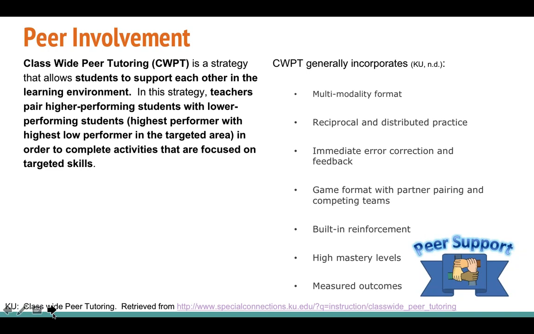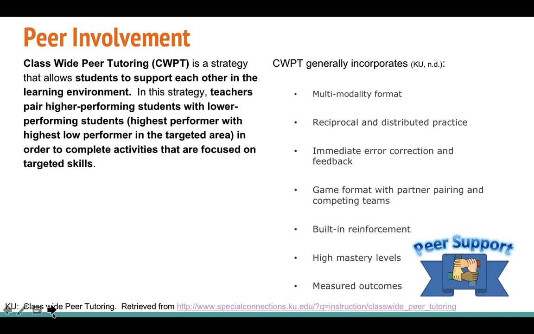And the reason you pair your highest with your highest low is that you want to make sure that they're comparable. You don't want to make a sense of struggle between the two. You want them to feel like they're partners in the learning. And that'll become a little more clear when I talk about some of the things that it incorporates. And that will help the students complete activities and focus on the targeted skills.